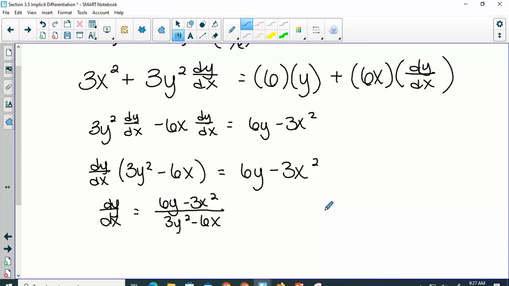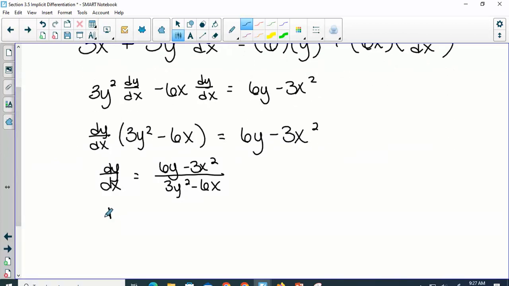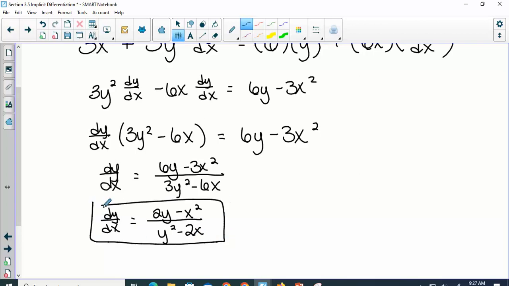I do want you to simplify as much as possible. We really have 4 pieces. What can they all be divided by? 3. So we have 2y minus x squared over y squared plus 2 minus 2x.